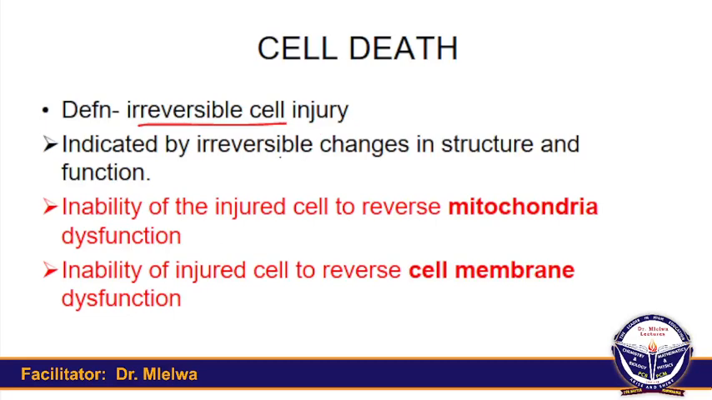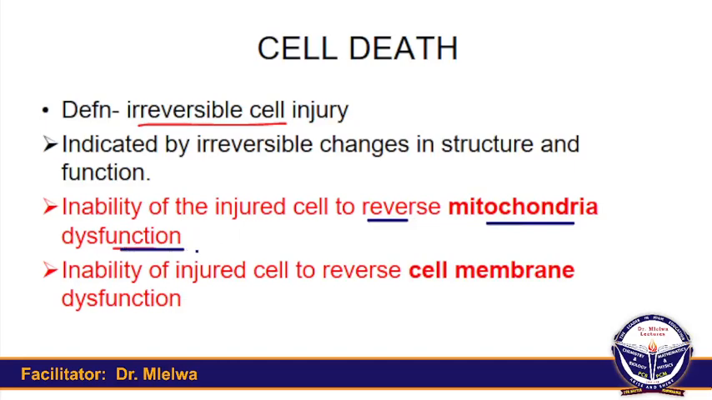It is indicated by irreversible changes in structure and function. We discussed some of the changes in the previous session regarding the structure of the cell membrane. There is a disintegration of the cell membrane and the release of lysosomal content in irreversible cell injury. It is also indicated by the inability of the injured cell to reverse mitochondrial dysfunction. The cell undergoes mitochondrial dysfunction, and this mitochondrial dysfunction cannot be reversed. That's why we are saying the inability of the cell to reverse mitochondrial dysfunction.